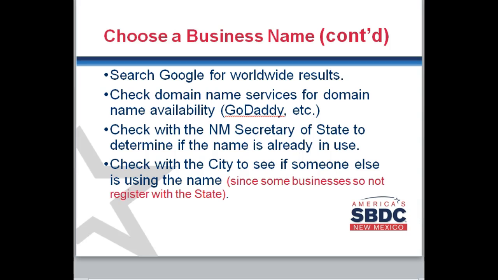Next, you can check with the New Mexico Secretary of State to determine if that name is already in use in the state. You're able to go online and do a corporation search. Your SBDC will be able to help you with that. And lastly, you can also check with your city or municipality to see if someone else is using the name in your area, since some businesses, such as sole proprietors, are not registered with the state.